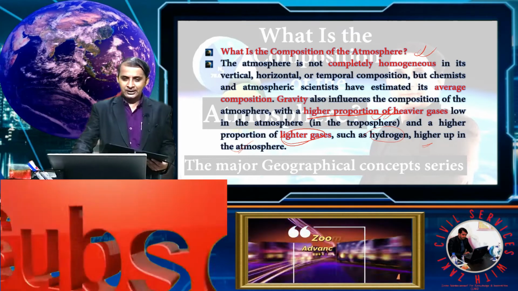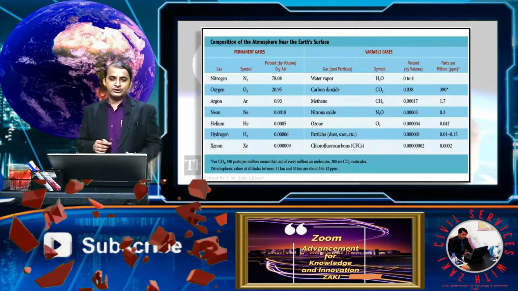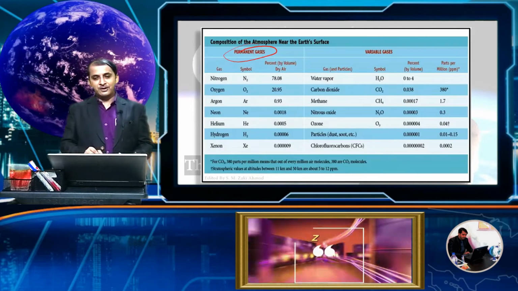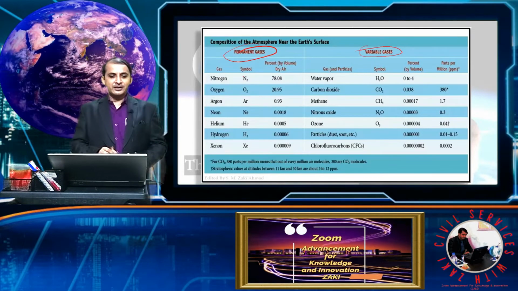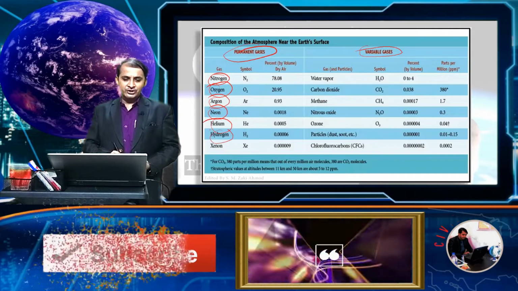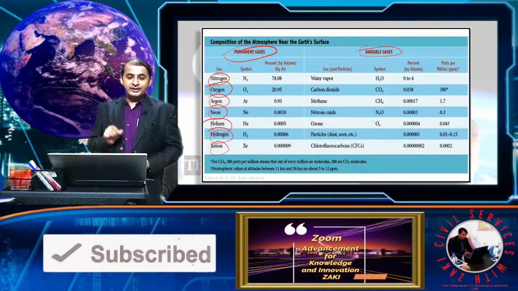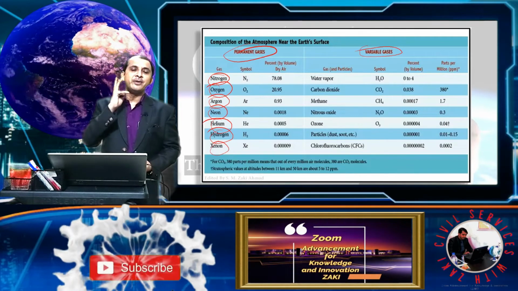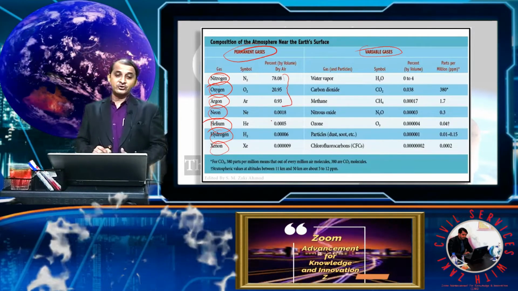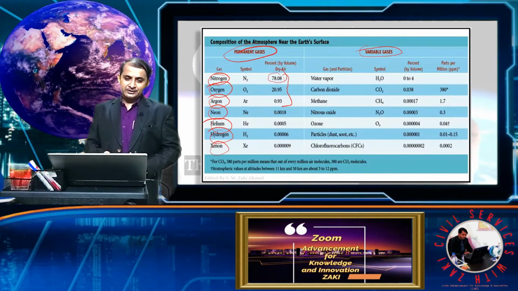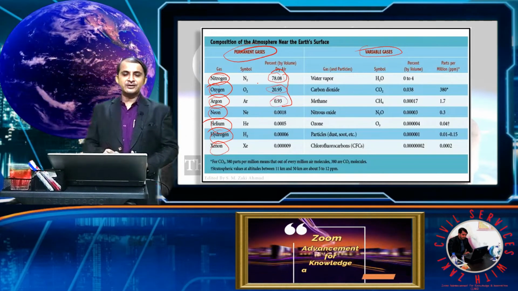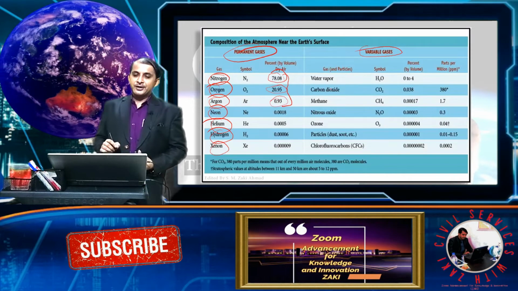So here is our atmospheric composition: permanent gases and variable gases. The permanent gases are nitrogen, oxygen, argon, neon, helium, hydrogen and xenon. Among these, three are the main, significant gases: nitrogen, oxygen and argon. 78% nitrogen, about 21% oxygen and 0.93%, less than 1%, is argon.